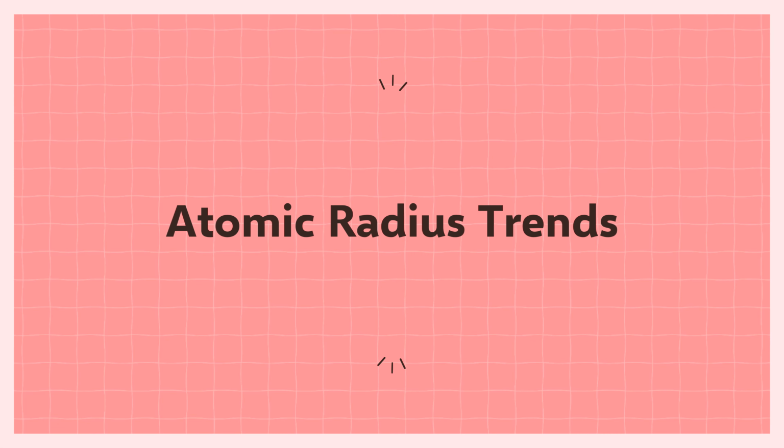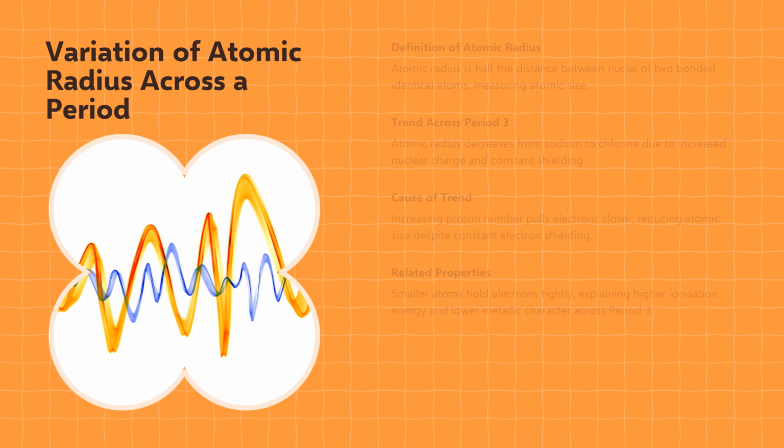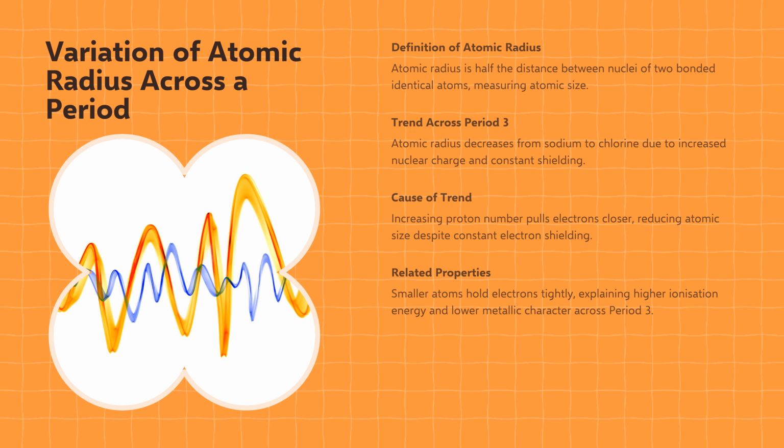Variation of atomic radius across a period. Variation of atomic radius down a group. Atomic radius is defined as half the distance between the nuclei of 2 bonded atoms of the same element. Across period 3, atomic radius decreases from sodium to chlorine.